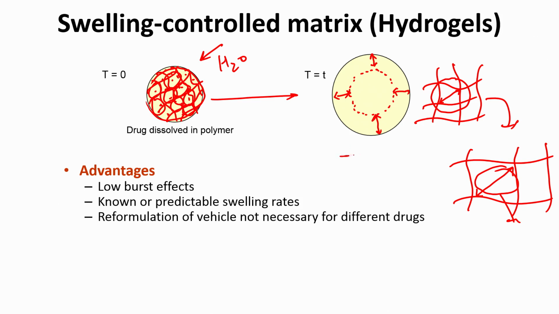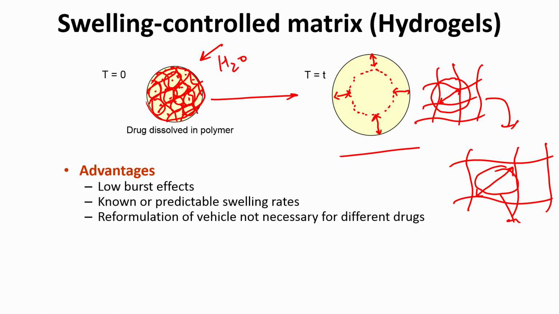We can derive the equations as to how much it is going to get enlarged, how much these pore sizes are going to become larger as it absorbs more and more water. So, you can have some known and predictable swelling rates. That way you can use mathematical equations to determine what sort of kinetics you are going to get for the release of the drug.